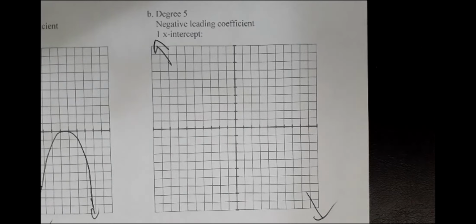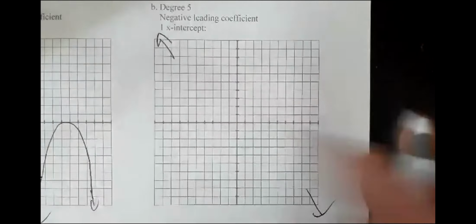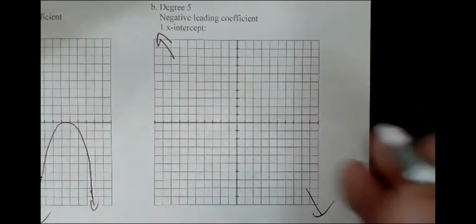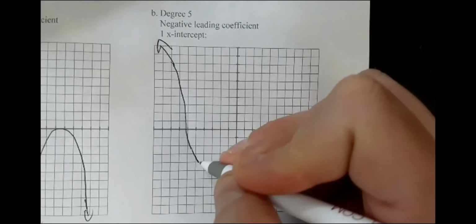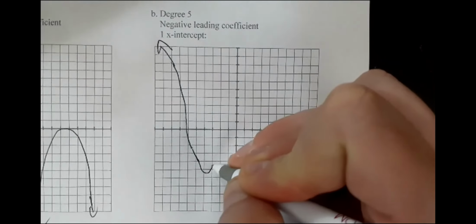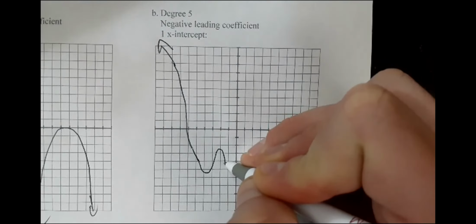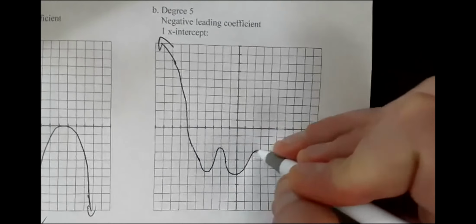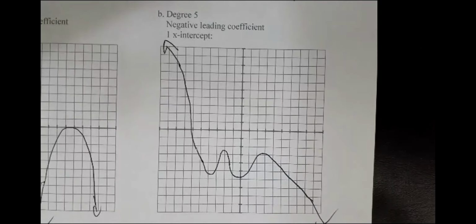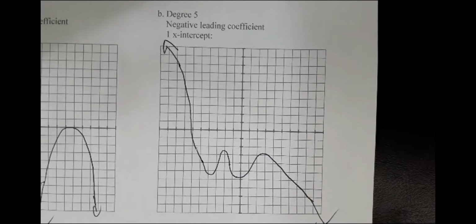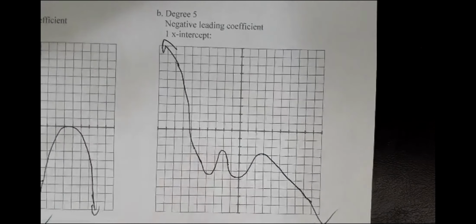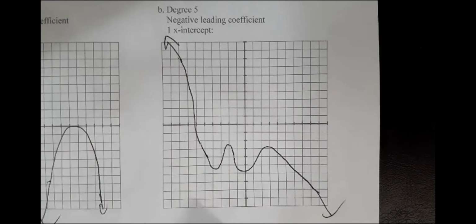So I could squiggle it a few times, but I want 4 turning points. So I'm going to go through, this is using one x-intercept. Now I'm going to do my turning points: 1, 2, 3, 4. And again, you could do these squiggles anywhere you want. You're basically going through the x-axis once. It's a degree 5, 1, 2, 3, 4 squiggles. Negative leading coefficient looks like a negative line.